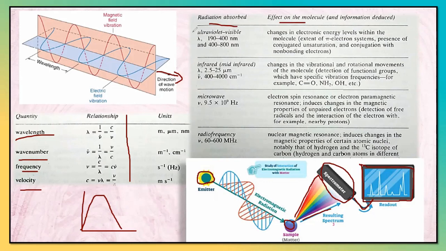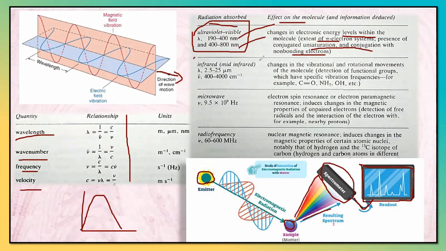The ultraviolet or visible range has a wavelength of around 190 to 400 nanometer. Here changes in electronic level occur, within which if the molecule has a conjugated system, then it responds to this spectra at 190 to 400 nanometer. This 190 to 400 is UV, and 400 to 800, basically it will be 700, is visible. So gradually it becomes UV visible spectra.